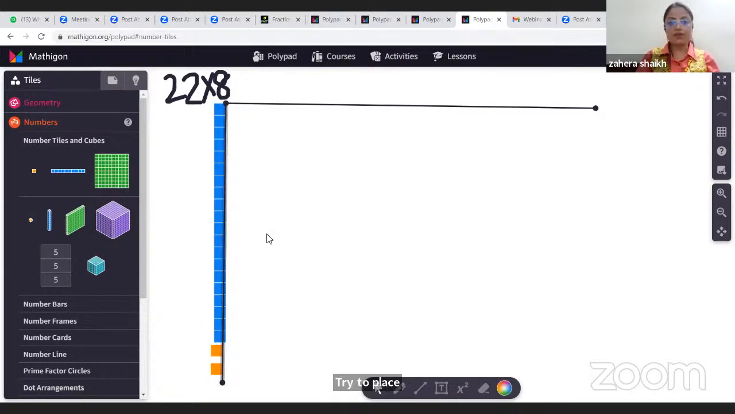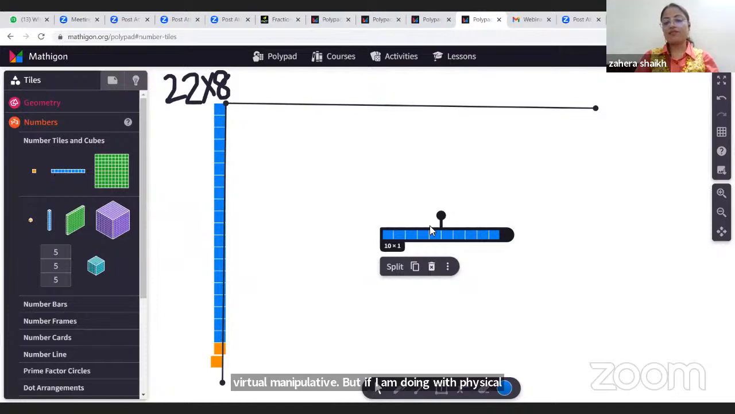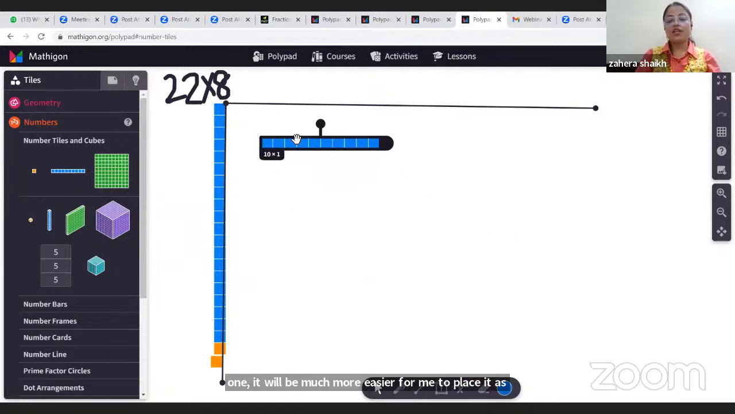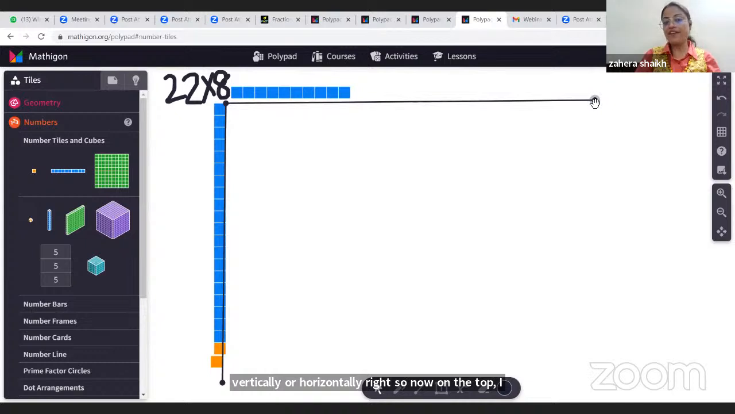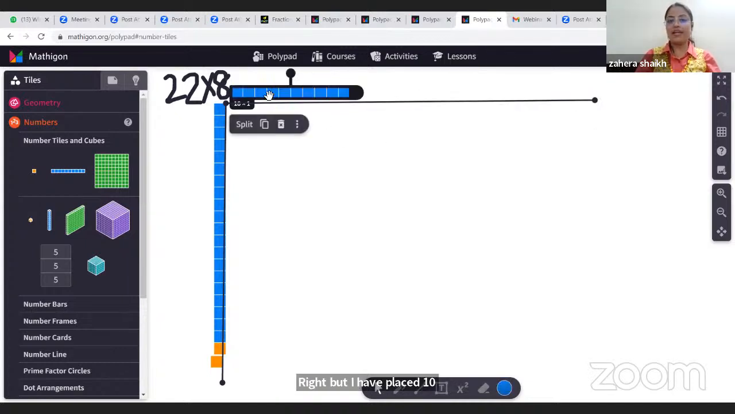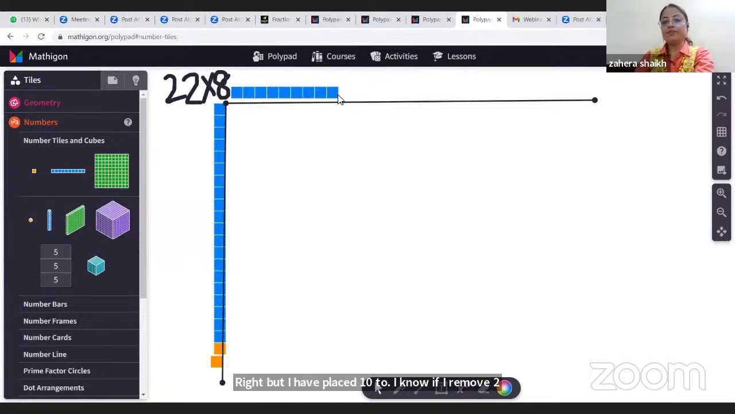Oh, this is disturbing me. Just a second. Okay, so I will just arrange it here because I'm handling this virtual manipulative, but if I am doing it with a physical one, it will be much easier for me to place it vertically or horizontally, right? So now on the top, I have 8 unit blocks, but I have placed 10. So I know if I remove 2 blocks from here, automatically I'll get 8. So I'll remove 2 from here.